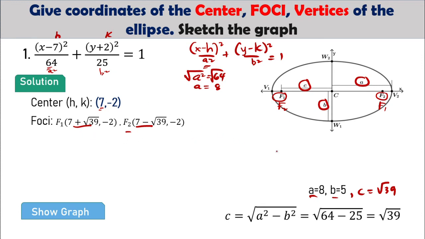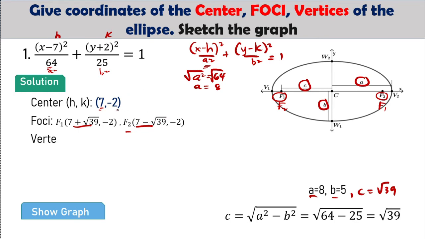Since C is the distance from the center to the focus, we add C to the center. That's why this is the center, right? For focus 1, we add to the 7 the C, the square root of 39. For the other, we subtract the square root of 39.